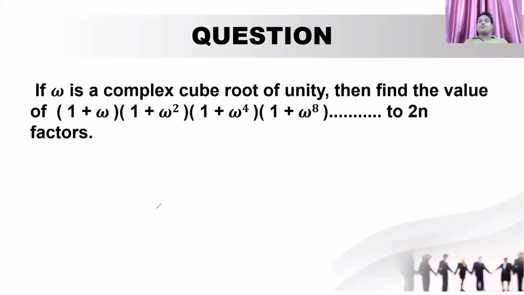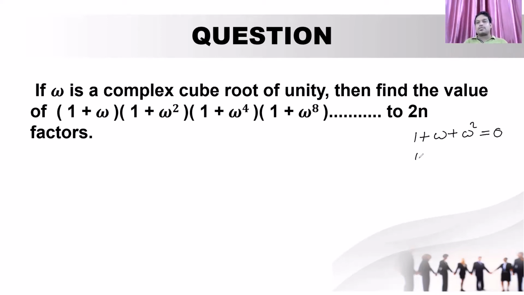Complex number. If omega is the complex cube root of unity, then find the value of (1 plus omega square)(1 plus omega to the 4)(1 plus omega to the 8)... up to n factors. So you know 1 plus omega plus omega square equals 0.